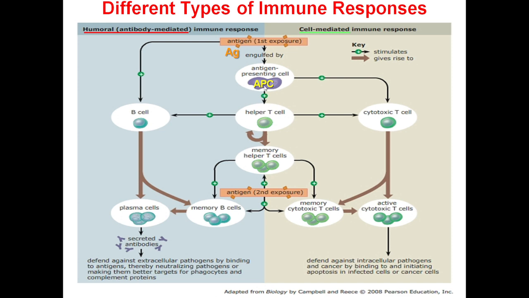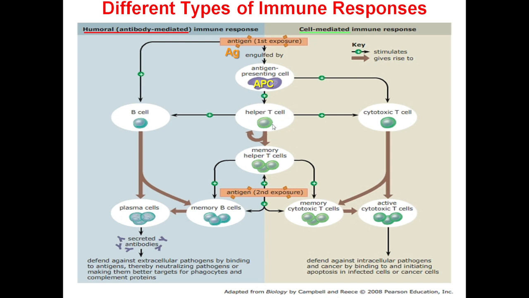Antigen, after engulfment by the antigen-presenting cell, after processing, is exposed on the surface of the antigen-presenting cell in the complex with the MHC2 molecule. And in this form, this antigen may be presented to the T helper cell that recognizes the antigen-MHC2 complex by the CD4 receptor of the T helper cell and the T cell receptor recognizing antigen.